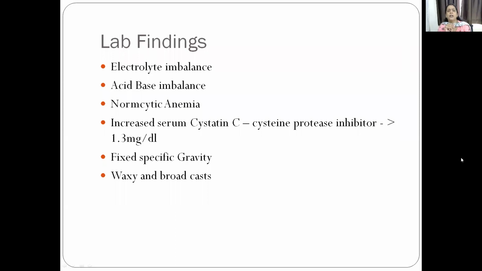Fixed specific gravity, because there is abnormal glomerular filtration and tubular reabsorption and secretion. There is an imbalance regarding the electrolytes in the body. Because of that, the specific gravity is usually fixed. In chronic kidney disease, the fixed specific gravity is usually 1.010. Then there can be broad and waxy casts because of the injury that is happening; the epithelial cells and the casts of the lipid and all get secreted and form the broad casts. They can be seen in urine microscopic examination. These are the lab findings.